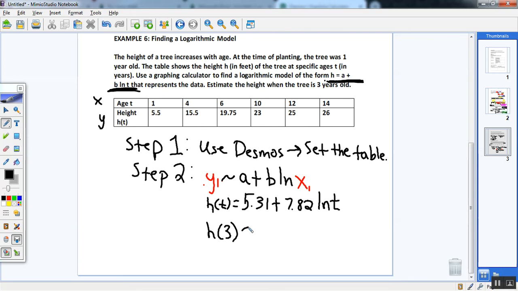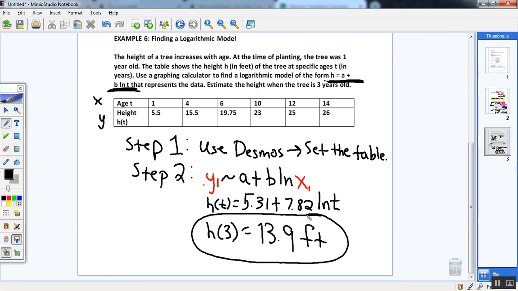13.9. And how was height measured? Was it measured in feet? Yes. Do you guys understand or recall how to type stuff in to set the table, first of all, in decimals? And then in the next step, do you understand how to put in your approximation for the specific function they want for you? All good with that?